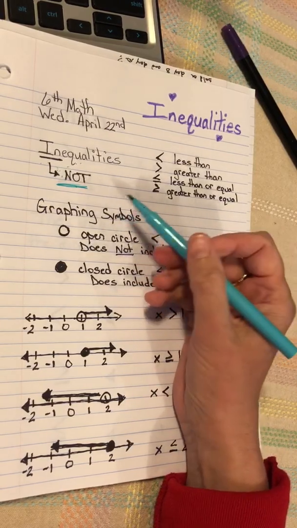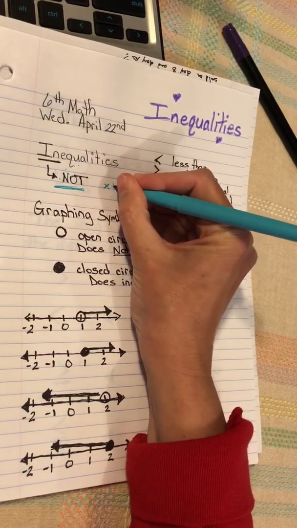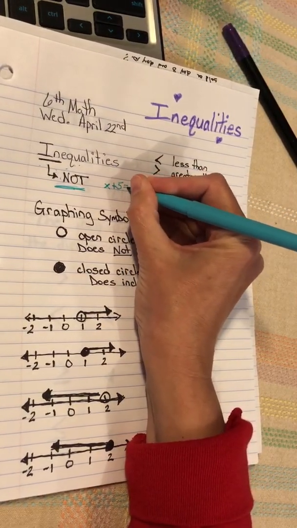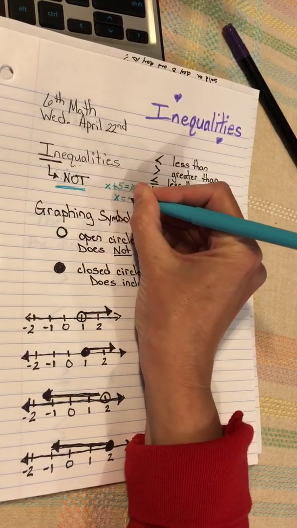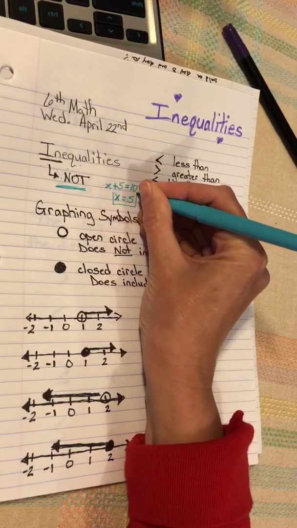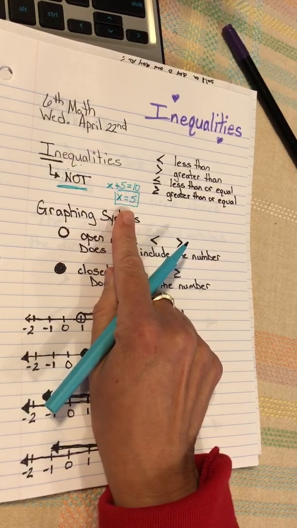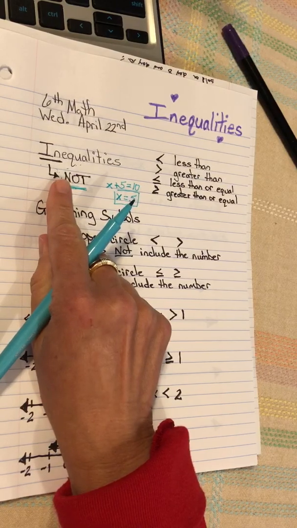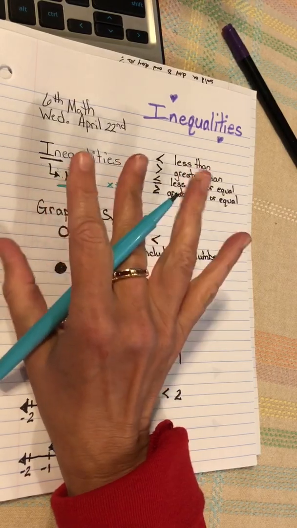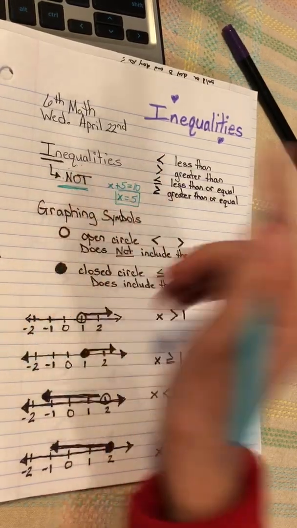All the algebra that we have been doing, like x plus 5 equals 10, and then we realize that x has to equal 5. That is a one-solution equality, right? And inequality means that there is more than one answer. And that's why we have to graph it on a number line to show all the different solutions. So that's where the word inequality comes from.